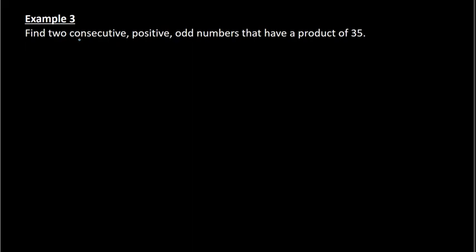So here it says two consecutive positive odd numbers. So that'd be something like 9 and 11, or maybe 19 and 21, or 23 and 25, or whatever. Two numbers that are odd, where we have the two that are right one after another. All right, so that would be our definition of consecutive and odd, something like this.